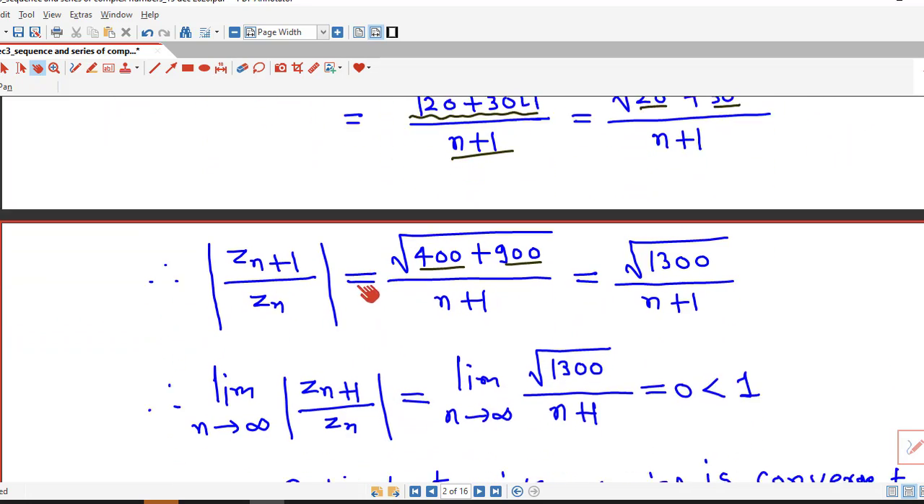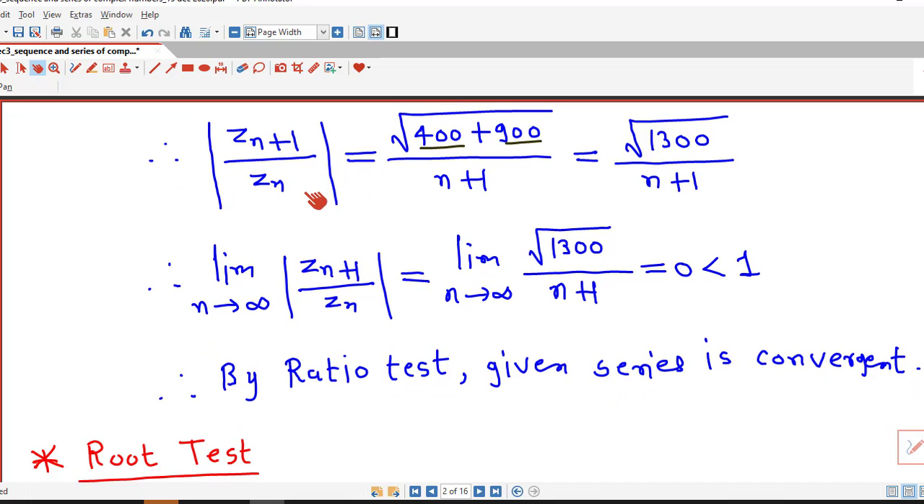Now we apply limit of this mod zn plus 1 by zn as n tends to infinity, which is nothing but limit of square root of 1300 divided by n plus 1, and limit of 1 upon n plus 1 is 0 as n tends to infinity. So we obtain that limit of absolute value of this ratio is strictly less than 1. Therefore, by ratio test, given series is convergent.